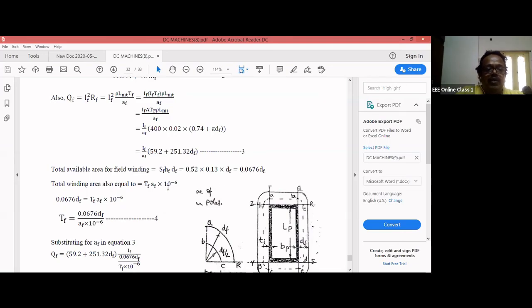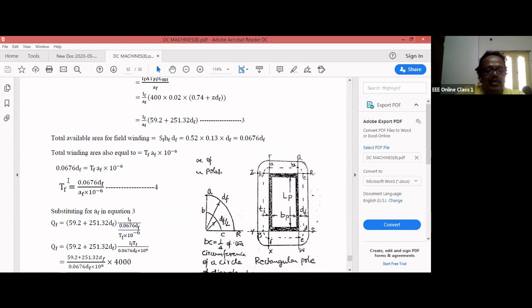Related with the total available area of the field winding. So equating these two, what do you get here? 0.0676 DF equal to what? TF AF into 10 power minus 6. Then find out TF. TF is equal to 0.0676 DF divided by AF into 10 power minus 6.